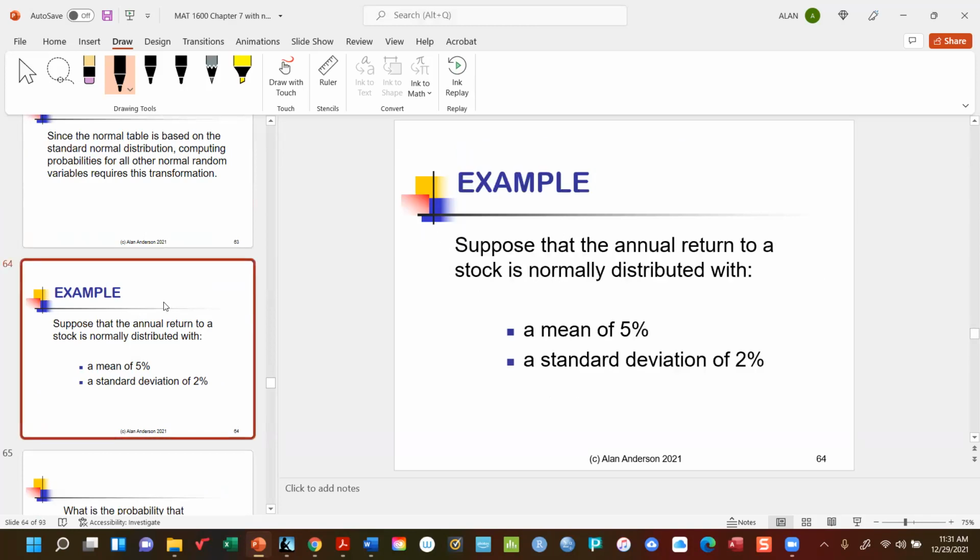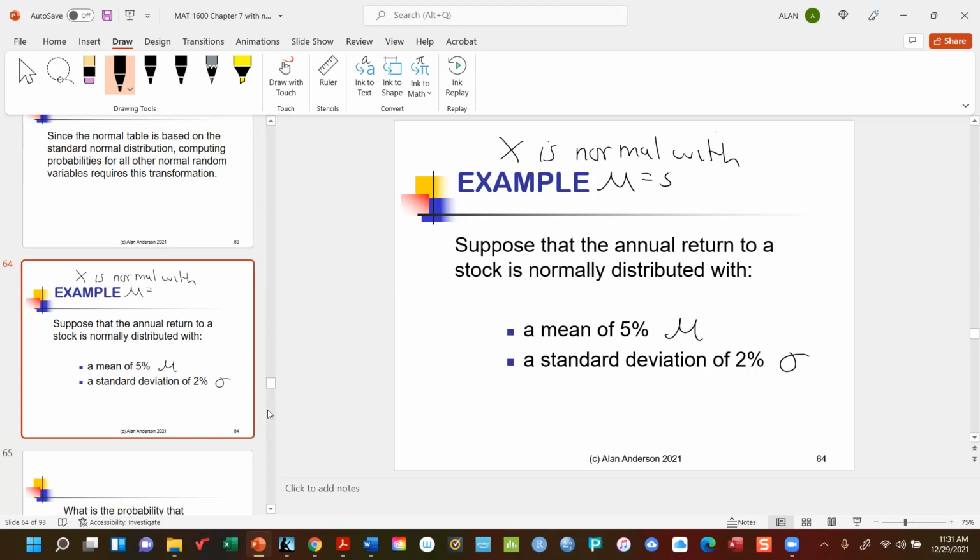We have a stock whose returns are normally distributed, and the mean is 5% per year, and the standard deviation is 2%. Now, what this means is that the returns to the stock are normal, but they're not standard normal. So we can represent this random variable with an X, and we'll say that X is normal with a mean of 5% and standard deviation of 2%.